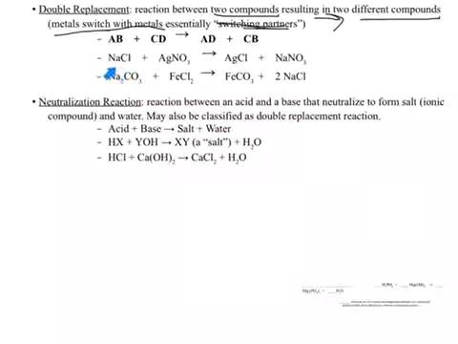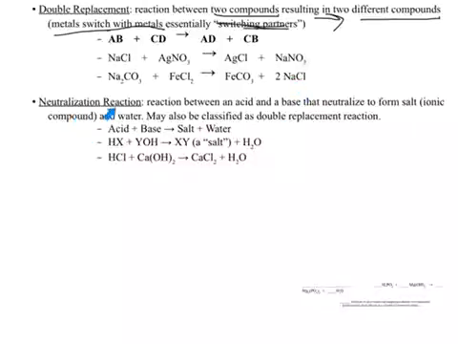So here's some examples. Sodium chloride plus silver nitrate. Sodium and silver switch places. So we get silver chloride and now sodium nitrate. Double replacement. Another example. Sodium carbonate reacts with iron chloride. The two metals, sodium and iron, will switch places. So now iron's going to be paired up with carbonate, iron carbonate, and sodium's now with chloride.